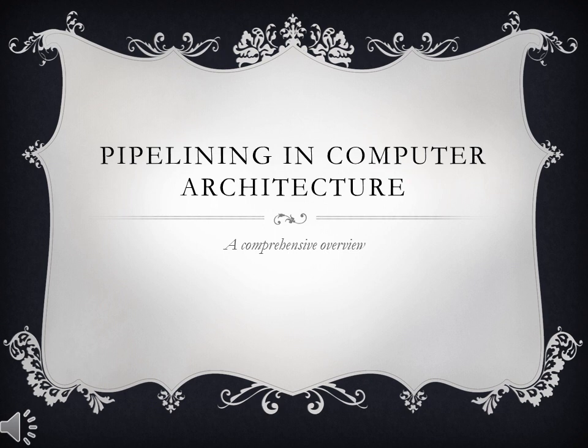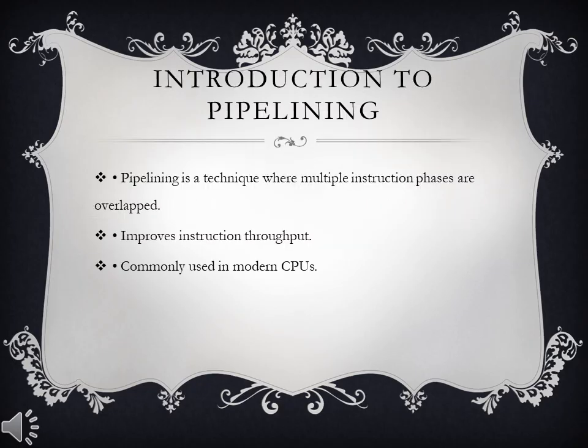Welcome, everyone. Today we'll be exploring a fundamental concept in modern processor design, pipelining in computer architecture. We'll go through its working mechanism, types of hazards, and performance benefits, supported by real-world examples. Pipelining is a powerful technique used to enhance instruction throughput in CPUs. Instead of processing one instruction at a time, pipelining overlaps different phases of instruction execution. This makes CPUs significantly faster and more efficient.